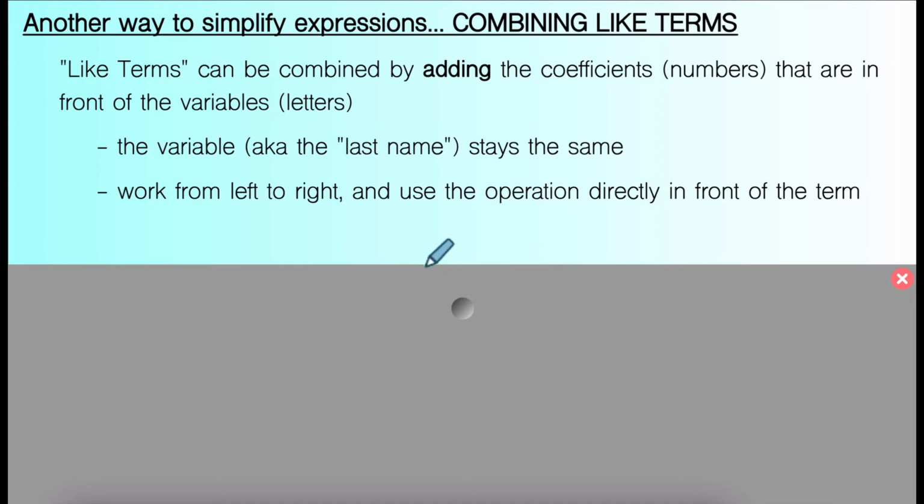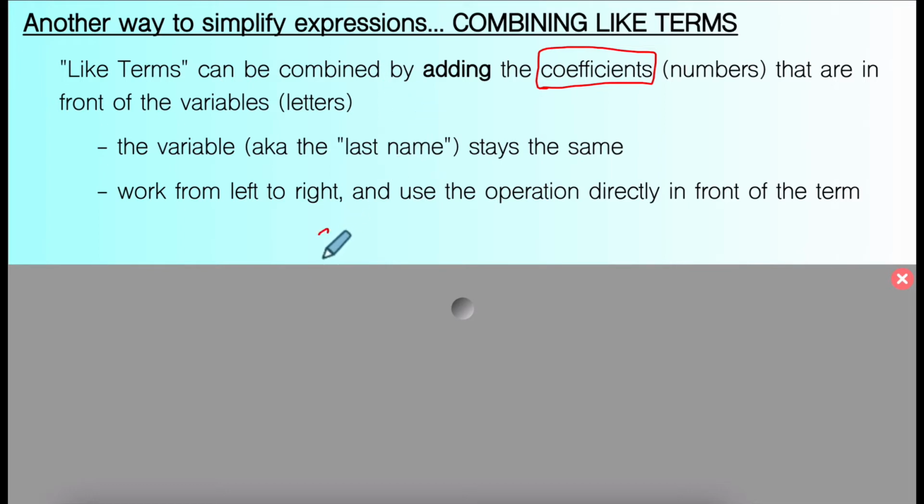What you're going to be looking at is the number that is in front of the variable. That's also called a coefficient. You're going to be combining like terms by adding or subtracting the coefficients, the numbers that are in front of the variable. And when you combine two or three like terms together, the variable part of the term, what I have called the last name, so to speak, never changes. That always stays the same.